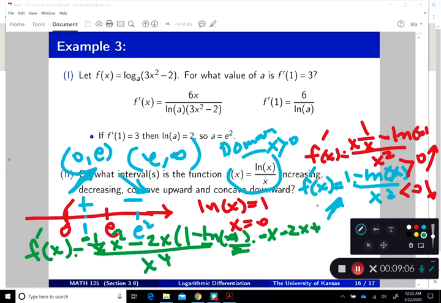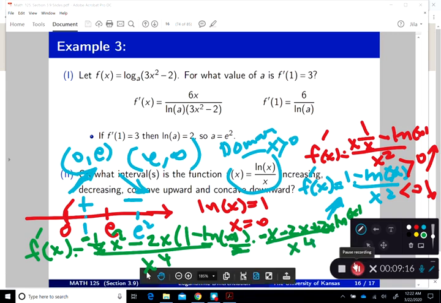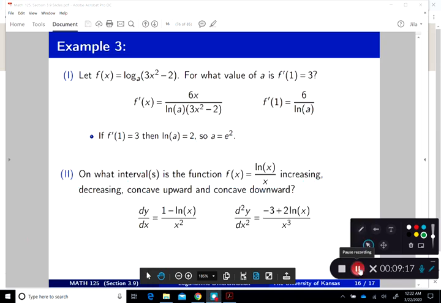plus 2x natural log of x divided by x to the 4th. Now let's clean it up, and after cleaning up the function and simplifying x from top and bottom, you get this function.